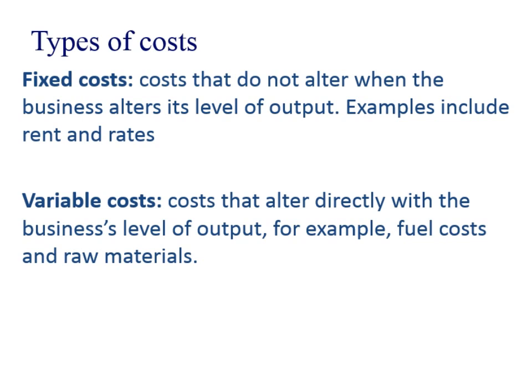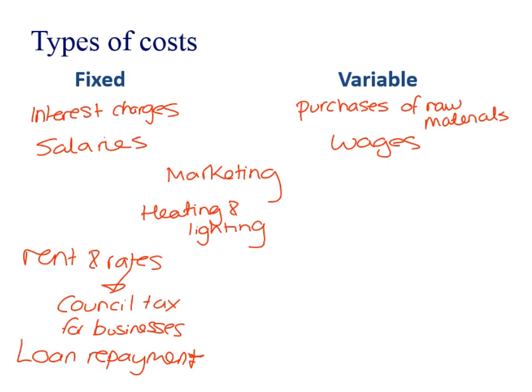Whereas variable costs alter directly with the level of output. So they'd increase if you increase your level of output. So fuel costs and raw materials. So here are a few examples that my students came up with. Interest charges on a loan are not going to change. Salaries are usually paid based on a yearly amount.